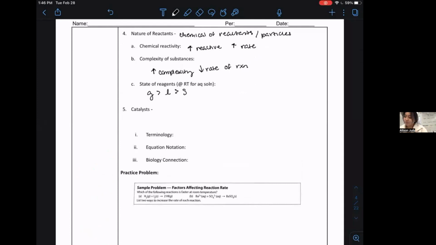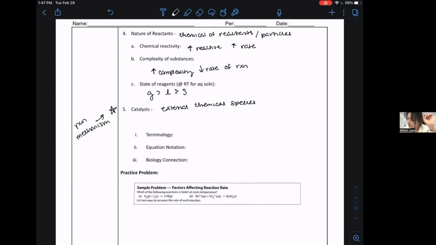Okay, so catalysts are another factor that can affect rate of reaction. We're going to delve into catalysts further because it's going to become particularly important when we talk about reaction mechanisms in the coming days. I'm going to do a little intro to it now. Catalysts are external, so non-essential to the reaction. They are not actually involved in the reaction. External chemical species.